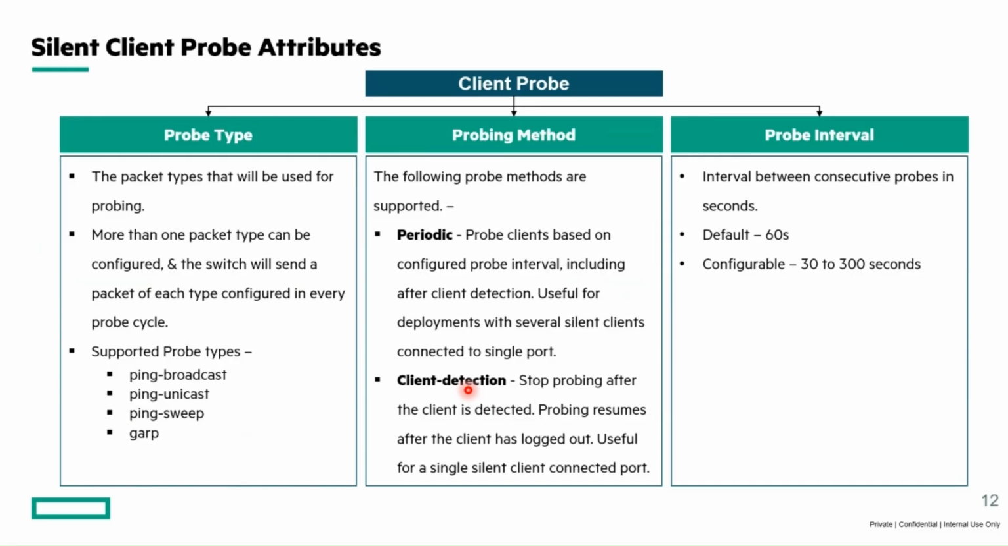So consider there is a client detected on that port. We do not want it to send the probing packets because the client is detected. We don't want it to unnecessarily utilize the bandwidth. In that case, we can stop the client probing once the client is detected. So that is the advantage of using the client detection probing method.